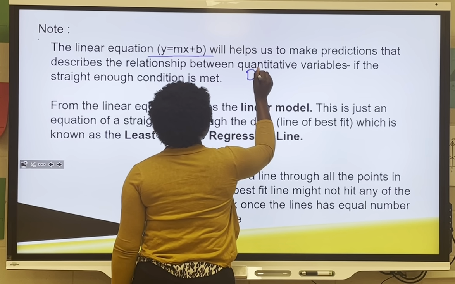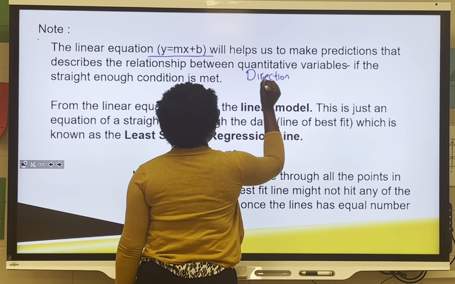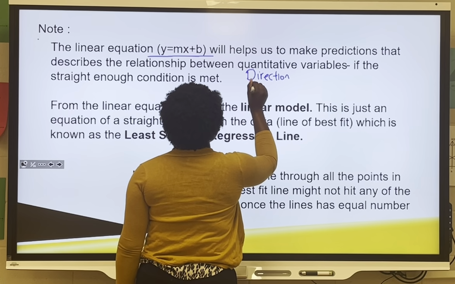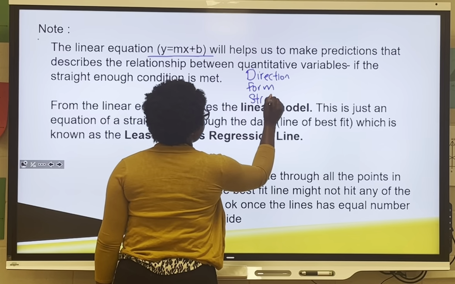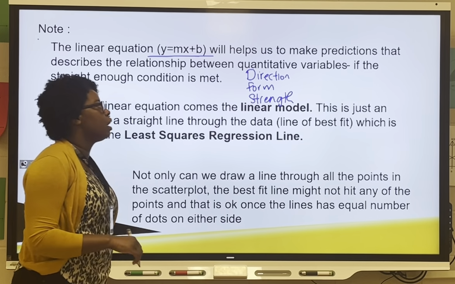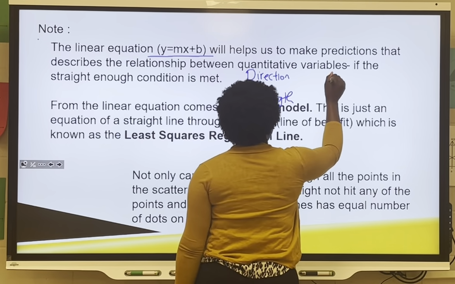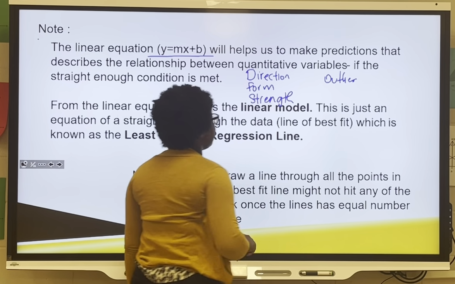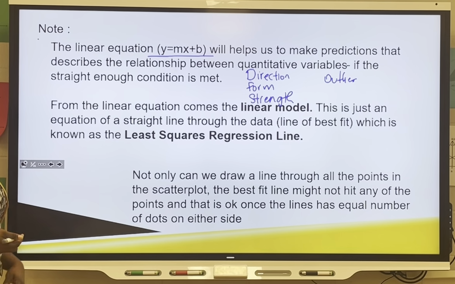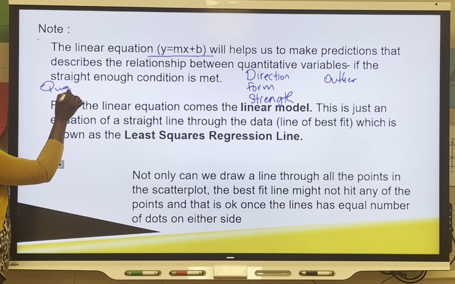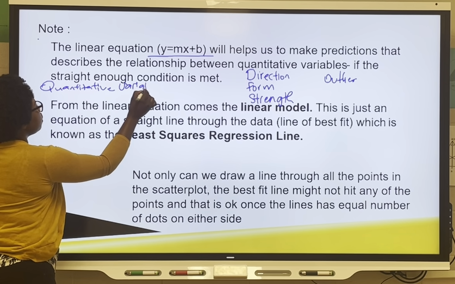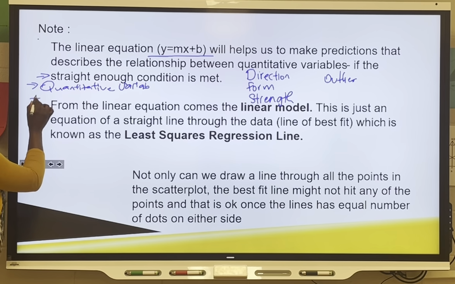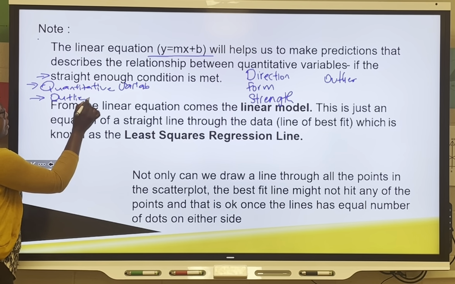You can also talk about the direction when you observe a scatter plot. You can also talk about the form, which is linear or not. We can talk about the strength, is it moderate, weak, or is it strong? And we can talk about the outliers, if there are any. When it comes down to the conditions, we speak about if they're quantitative variables. We also talk about the straight enough condition, and again we mention the outlier to see if it's there.